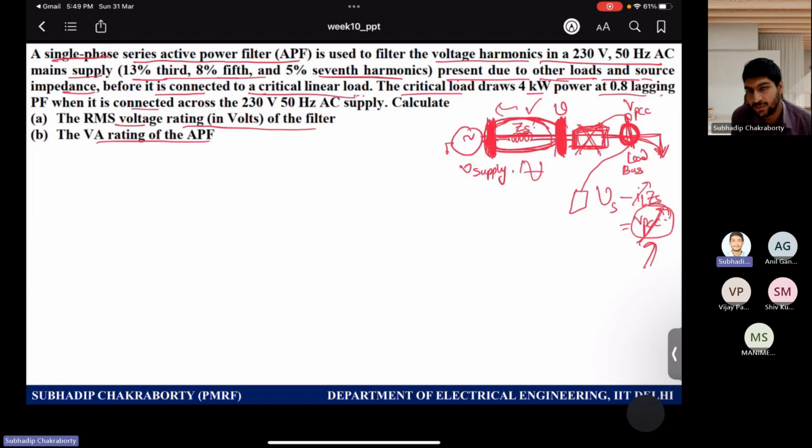There is no shunt filter, so you must have a question in your mind: where will the load harmonics go? Load harmonics will not go anywhere. Load harmonics cannot be compensated in this case, but your filter can inject harmonic voltages to more or less mitigate the effect of those nonlinearities in the current. They can be reduced, but not 100%. Okay, that is the main thing. So we are talking about voltage quality, not current quality in this problem. Please understand.